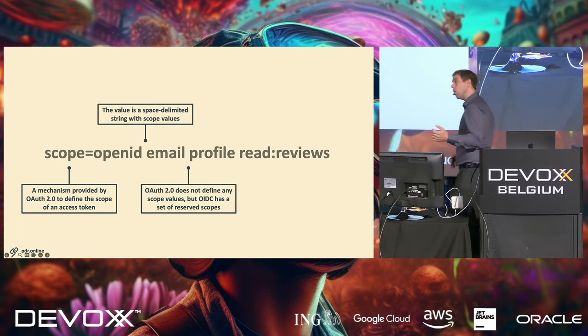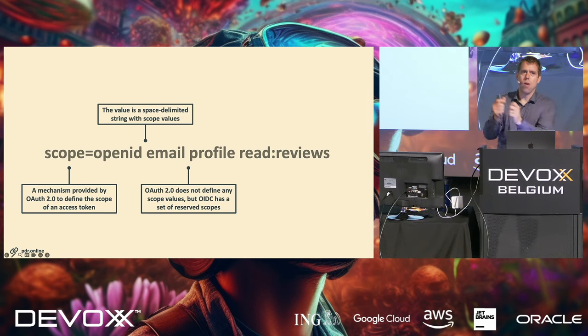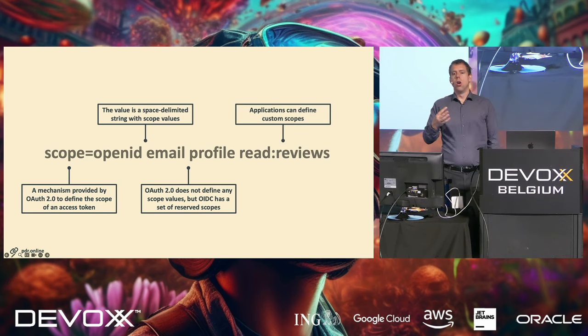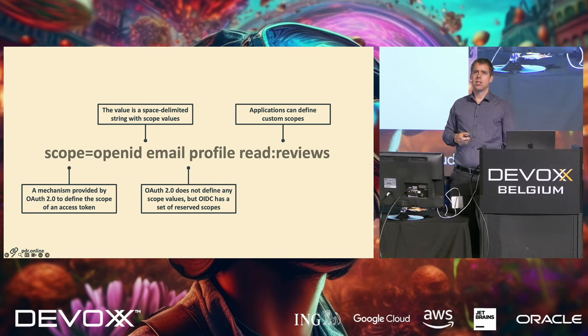OIDC, on the other hand, is like, oh, in that case, we're going to use a scope to make an OAuth flow an OIDC flow by adding that OpenID scope that basically takes an existing OAuth flow and magically transforms it into an OIDC flow. That's an OpenID scope. And other than that, you can define your own scopes, custom scopes, and you can do whatever you want with that. That's how scopes work in practice.